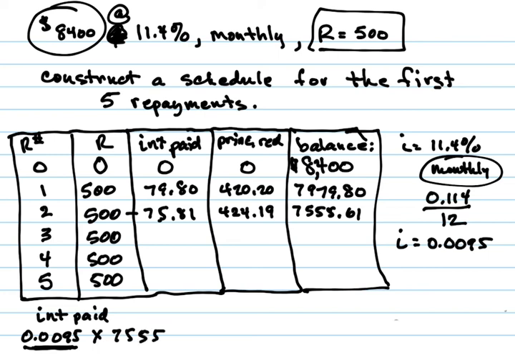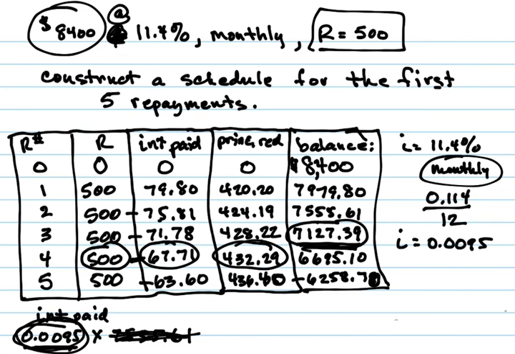Our new balance is... So it's just the interest times the balance to get this column. Then you subtract those two to get this column. Subtract that from the previous balance to get that column.